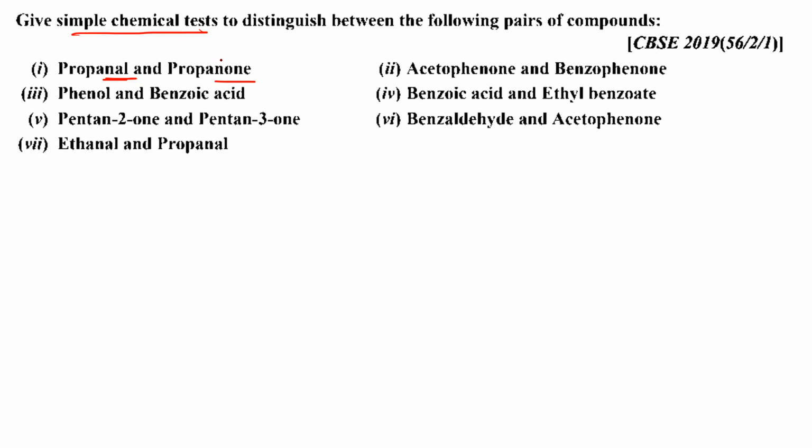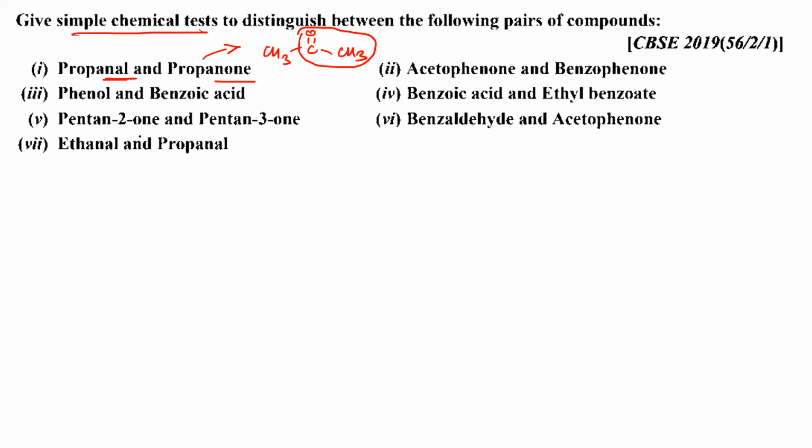So what will you do? Tollens. Yeah, you can do the Tollens test also. What else can you do? Fehling's test, or iodoform. Iodoform also we can do. And please remember that you can also do iodoform. How? If you look at propanone, propanone is CH3, C double bond O, CH3. That means you have this COCH3 fragment, which is a ketone with a CH3 group. That means the iodoform test will also give you a positive result.